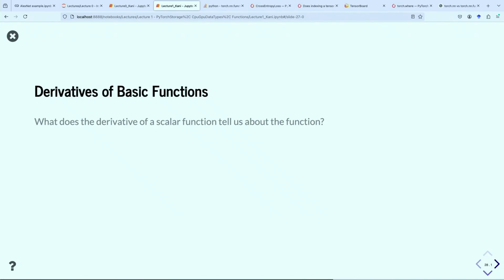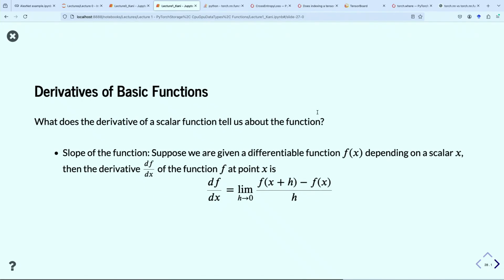So, derivations of basic functions. Derivations are important because if we want to train a model, we have to know how much changing the input of the model changes the output of the model, right? That's basically what the derivation tells us: what a small change in input would do to the output. So, how do we do that?